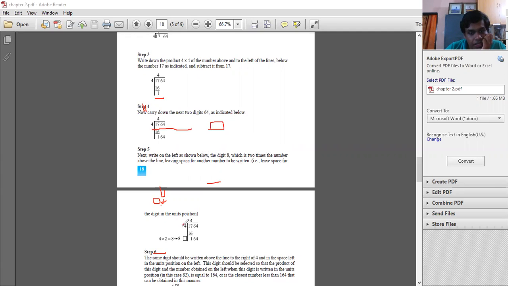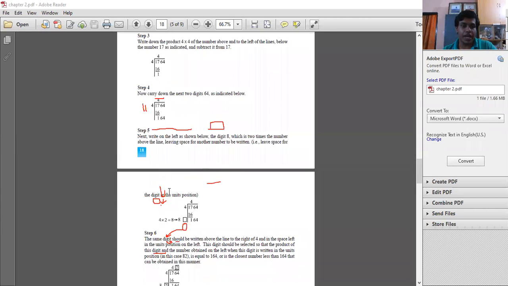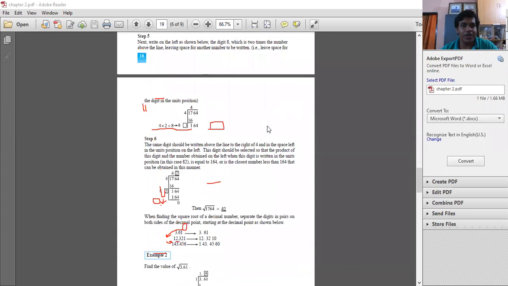So what we do is take 4 into 2, which will give you 8. Write 8 here and keep space for another number. That into this will give you 164. We are thinking like that. So let's move on and see what's going to happen. I'm also excited to learn what's going to happen here.